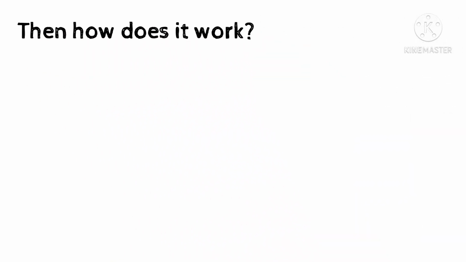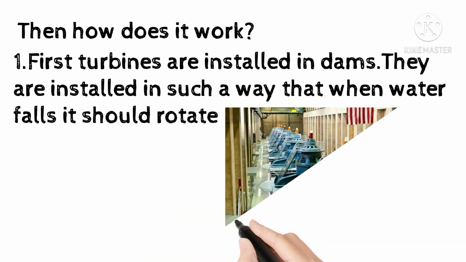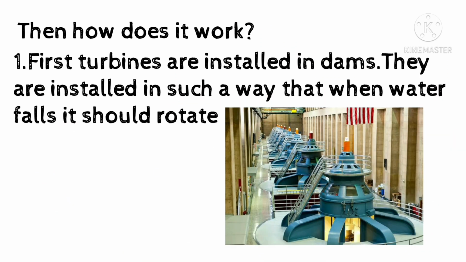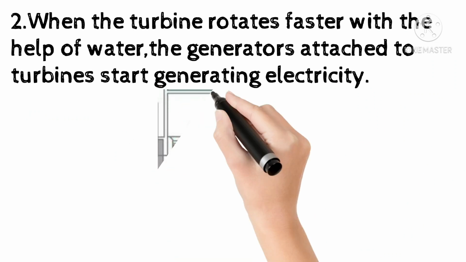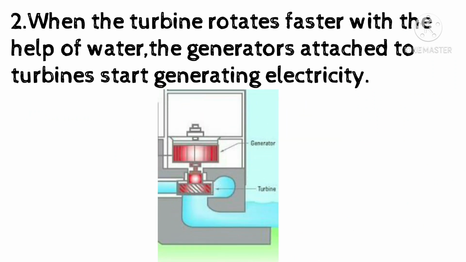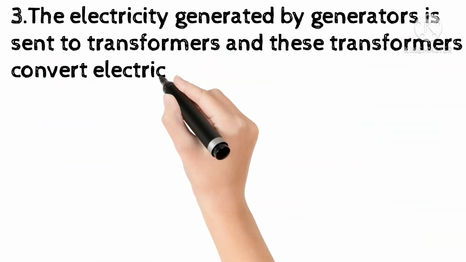Then how does it work? Have any idea? First, turbines are installed in dams in such a way that when the water falls on the turbine, it rotates. Second, when the turbine rotates with the help of the water, the generator attached to the turbine starts producing electricity.